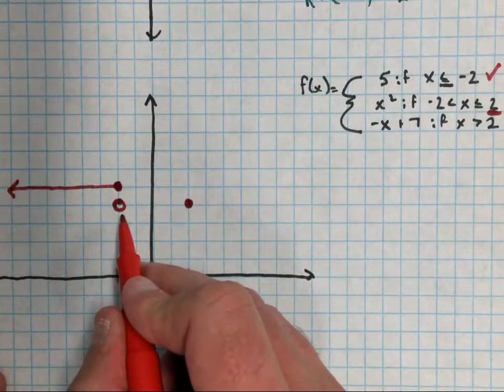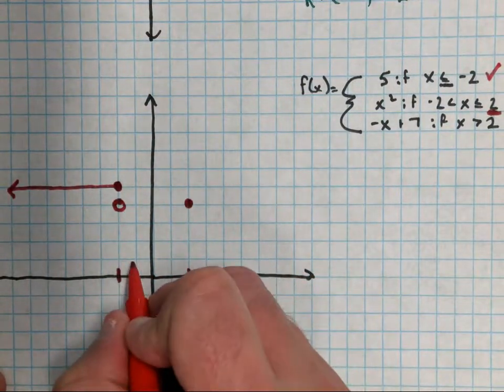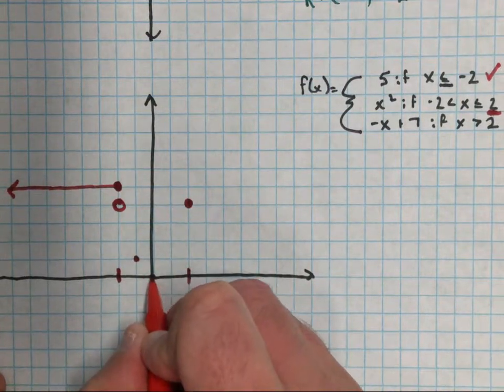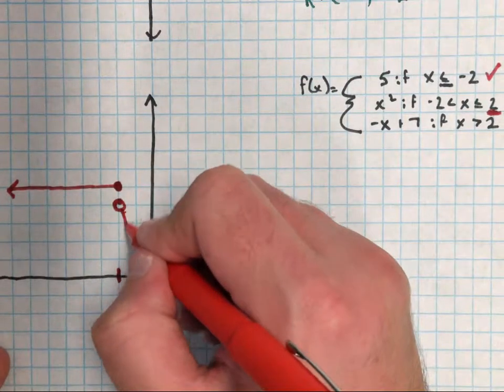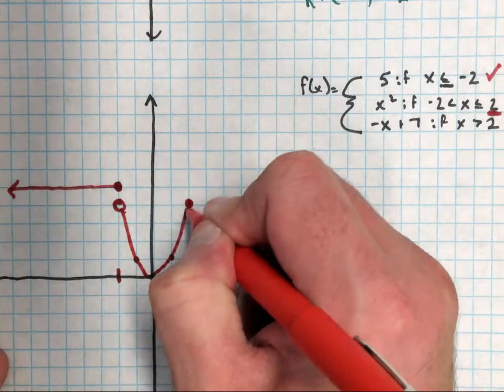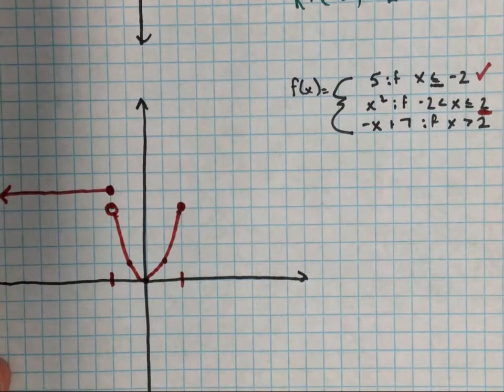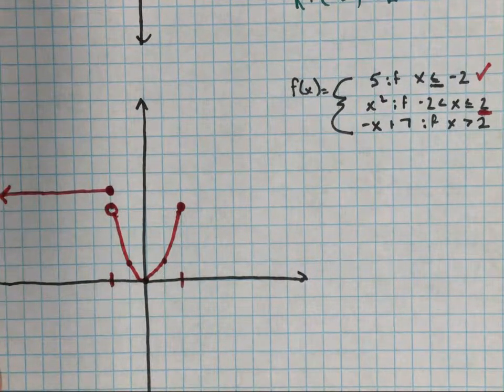Okay, so I need to graph the points from here to here. So I know 1 to 1, negative 1, 1, 0, 1, 1. So I'm going to draw the parabola like that. That's all. That's my second piece, because I'm going from negative 2 to 2.